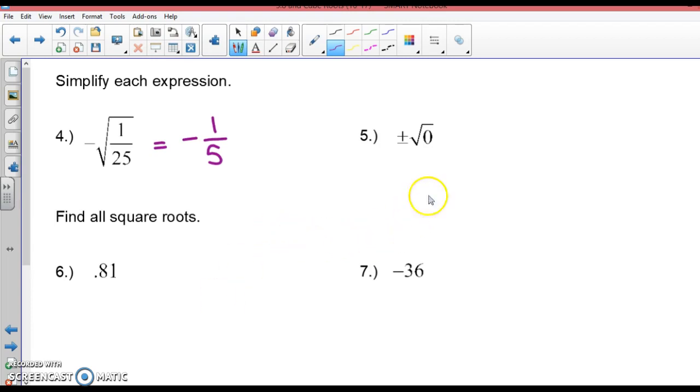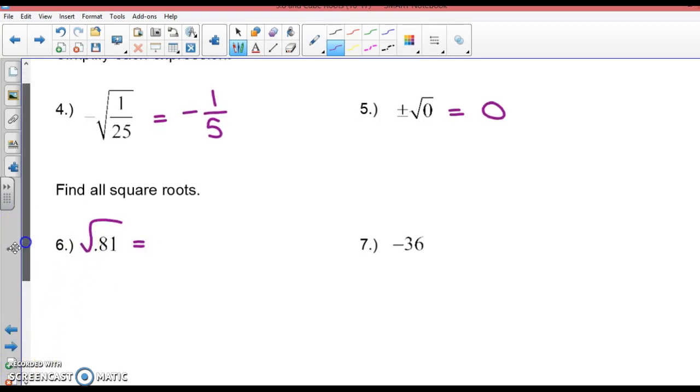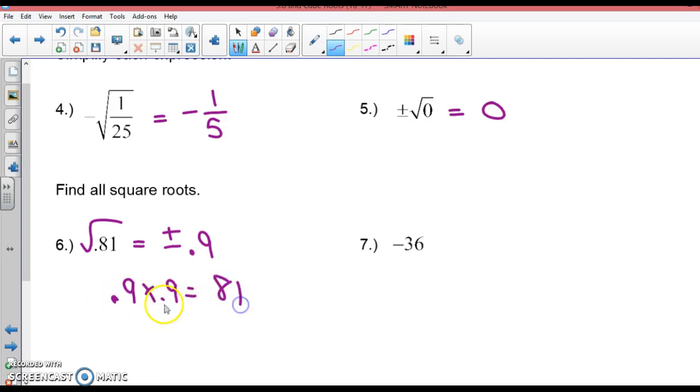Now, here, this is just going to be 0, because the square root of 0 is only 0. It's not positive or negative, it's neutral. Now, here they want you to find all of the square roots. So if I take the square root of 81/100, it's plus or minus 9/10. This one screws people up. Think about it. 9/10 times 9/10. 9 times 9 is 81, and I've got 2 decimal places. Don't tell me it's 900.